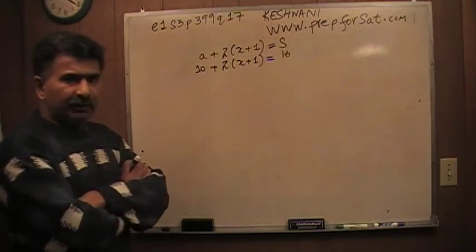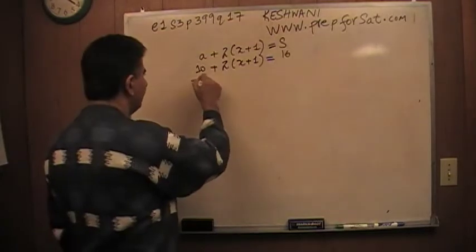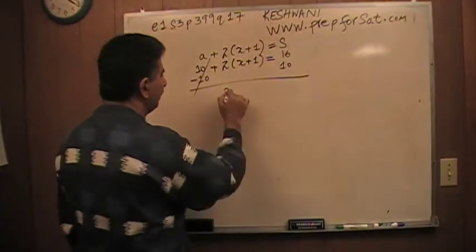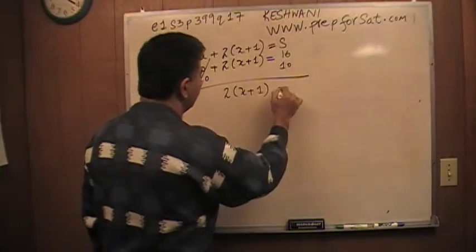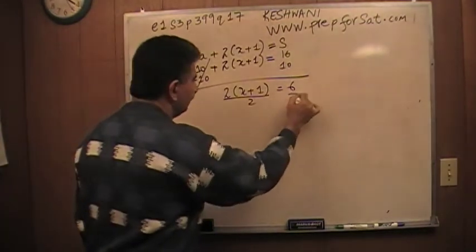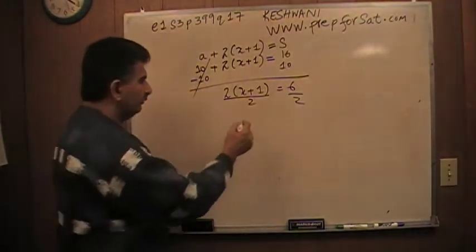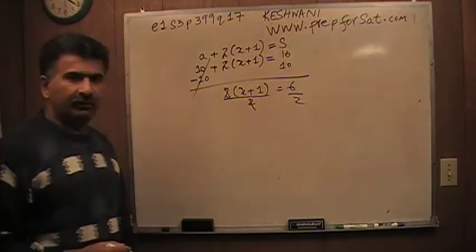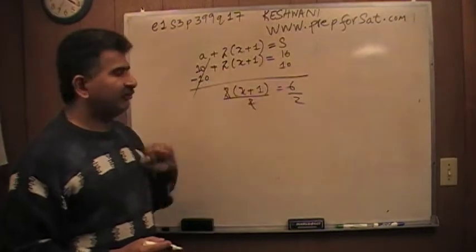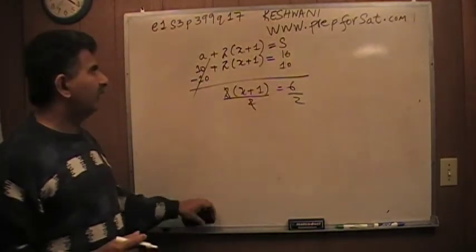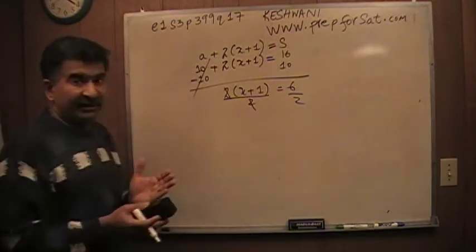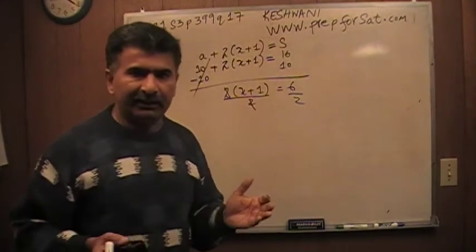What's the very first thing you would have done? Well, we would have subtracted 10 from both sides. Get rid of the 10 and we end up with 2 times (x plus 1) equals 6. And then to find the value of x plus 1, you simply divide both sides by 2. Here you go, your x plus 1 equals 3. But only if A were 10 and S were 16. But that is not the case. We don't have the value for A and S, so we have to solve with the variables. Hence the expression in terms of A and S.